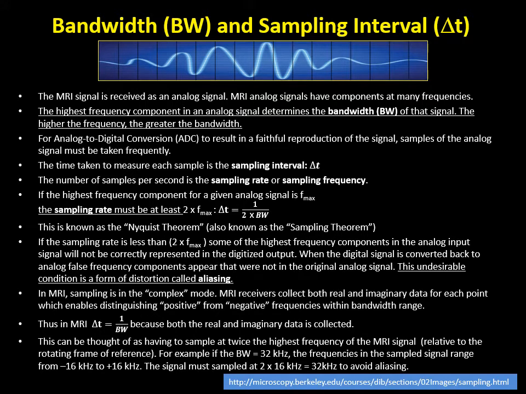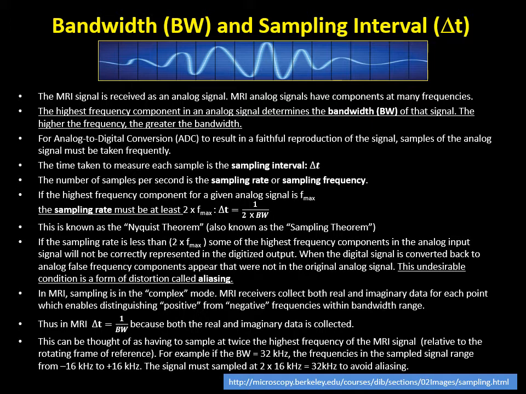In MRI, sampling is in the complex mode, typically with 2 or more receiver coils. The MRI receivers collect both the real and imaginary data for each point, which enables distinguishing positive from negative frequency within the bandwidth. Thus, in MRI, delta t is 1 over the bandwidth because both the real and imaginary data is collected. This can be thought of as having to sample at twice the highest frequency of the MRI signal relative to the rotating frame of reference.